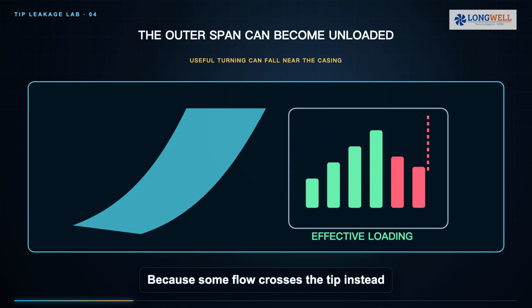Because some flow crosses the tip instead of following the intended blade loading, the outer span can become partly unloaded. The rotor may then deliver less useful turning or pressure contribution near the casing. Engineers sometimes describe this as a reduction in effective aerodynamic span, but the magnitude must be determined for the actual blade, gap, and duty point.